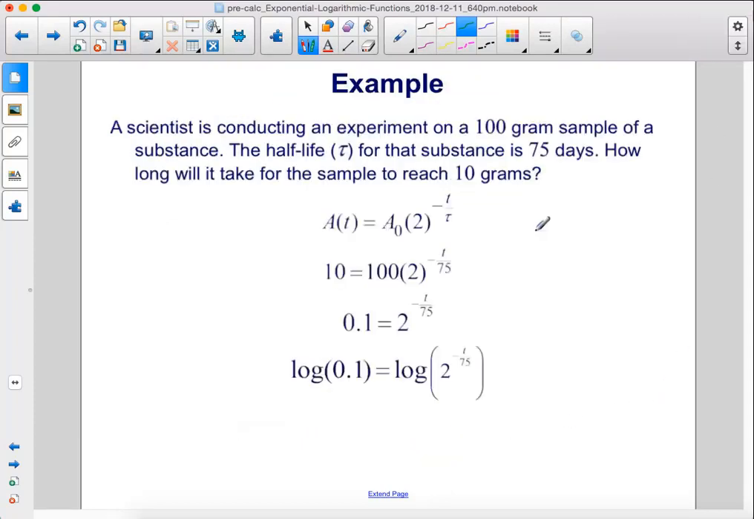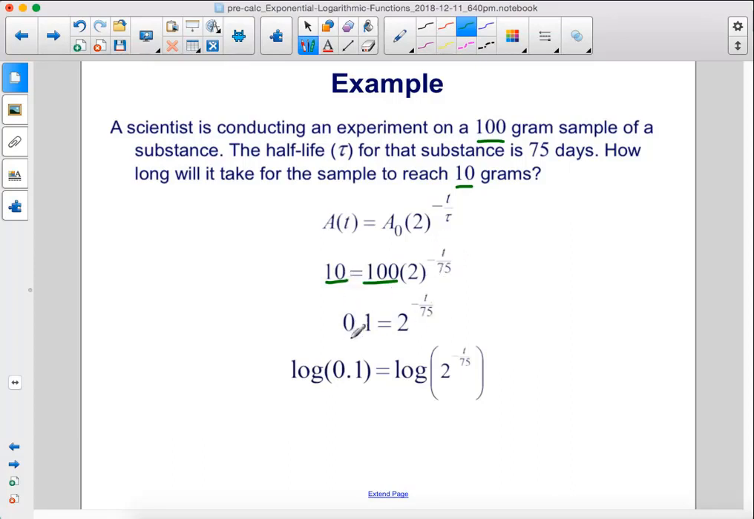Here's an example. A scientist is conducting an experiment on a 100-gram sample of a substance. The half-life, tau, for that substance is 75 days. How long will it take for the sample to reach 10 grams? All right, so A of t equals A naught times 2 to the negative t over tau power. So we plug in what we know. 10 equals 100 times 2 to the negative t over 75 power. So 10 grams is the amount we want to end up with. We start with 100 grams, and we plug in the half-life here, and we're going to be solving for t.